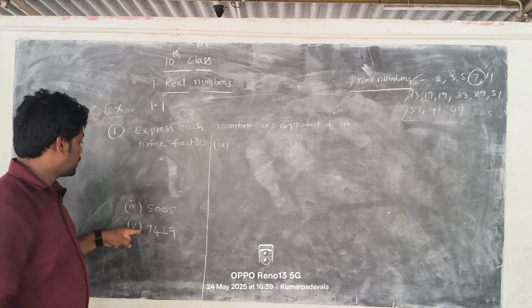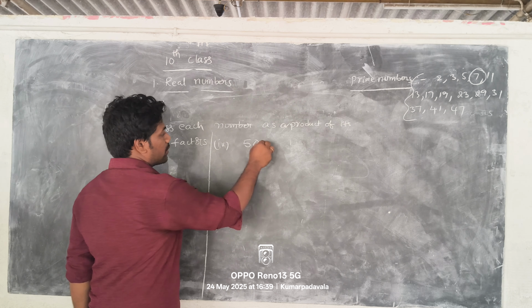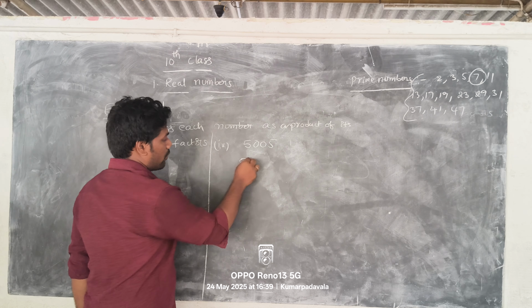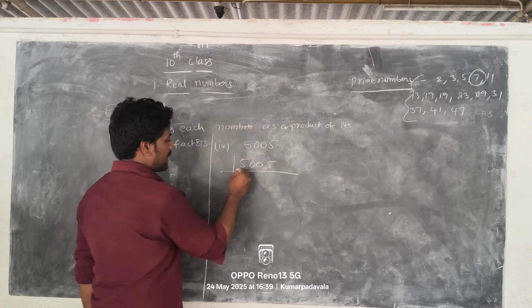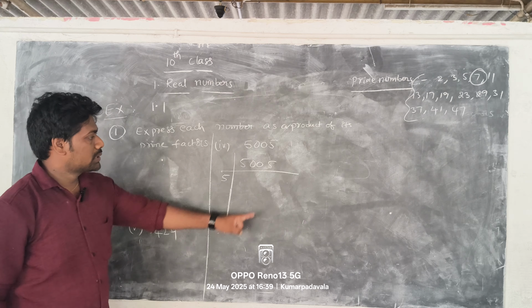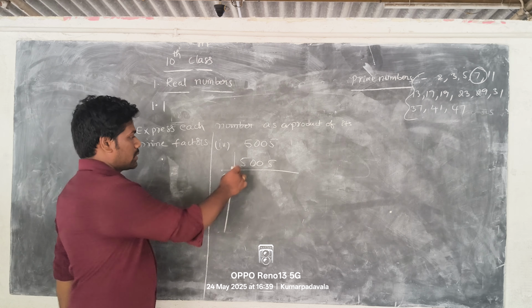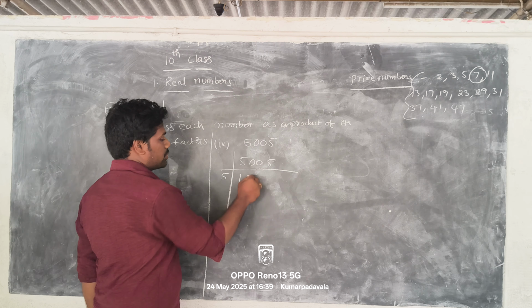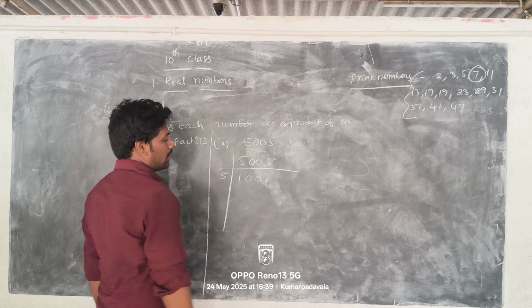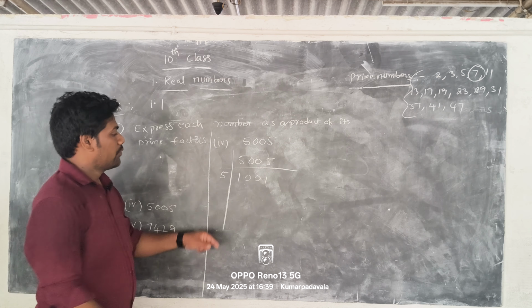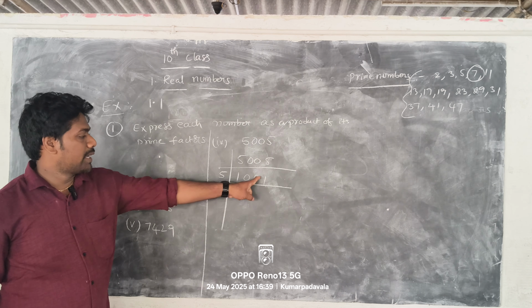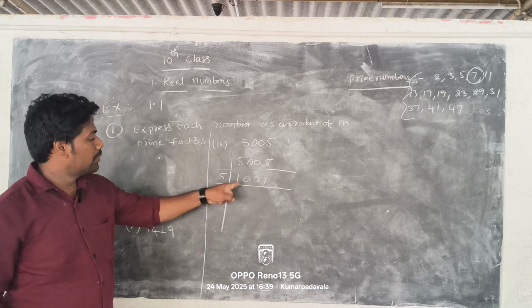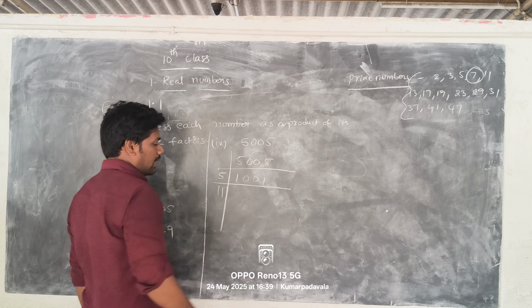Now see the fourth question. So we have to take 5005. It will be cancelled in 5 table because the units place is 5. So in 5 one time, 0 0 you can drop, and again in 5 one time. In this, 2 table won't be cancelled, 3 table won't be cancelled, like this you can continue, and it will be cancelled in 11 table.